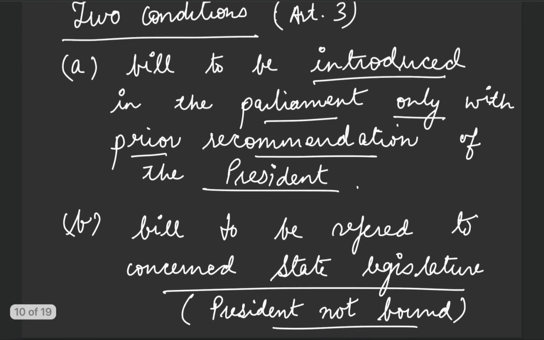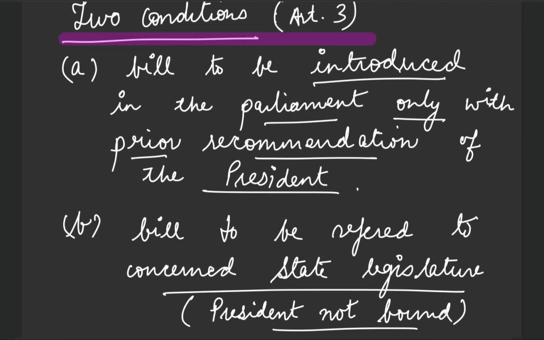So there are 2 important conditions that we need to remember as far as Article 3 is concerned. Number 1, a bill to be introduced in the Parliament only with the prior recommendation of the President. So any bill that seeks to change the internal territorial integrity of India has to come with the prior recommendation of the Honorable President. Also, the bill needs to be referred to the concerned state legislature. One more thing that we need to note here is the President is not bound by the advice of the state legislature. It is only a constitutional practice and he's not bound by that advice.